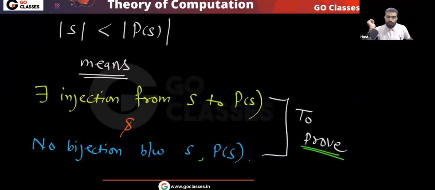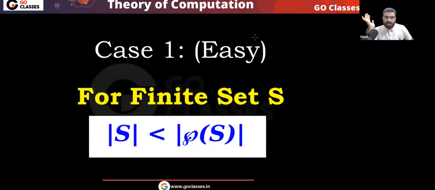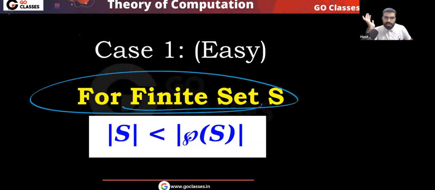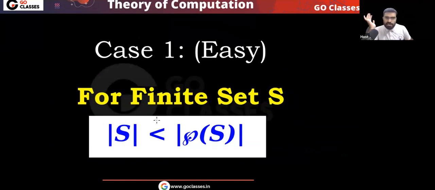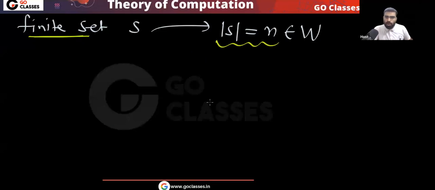So first we will prove it for a finite set. That is very easy. So case one: for a finite set S, the cardinality of S is strictly less than the cardinality of PS. You don't have to do anything. If you have a finite set S, then the cardinality of S will be N, which belongs to the set of whole numbers.